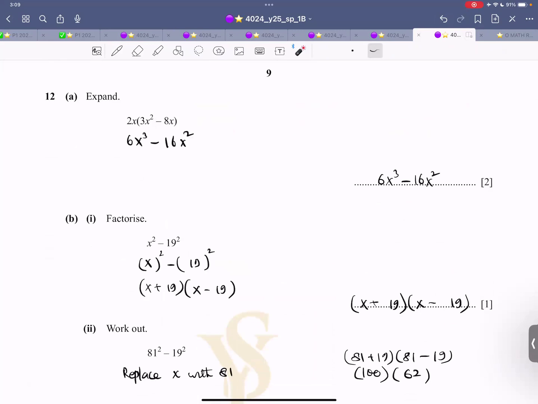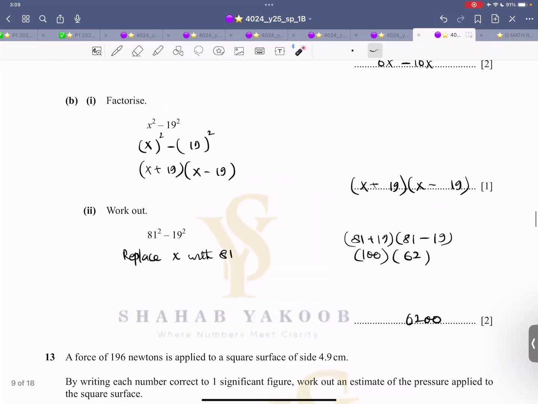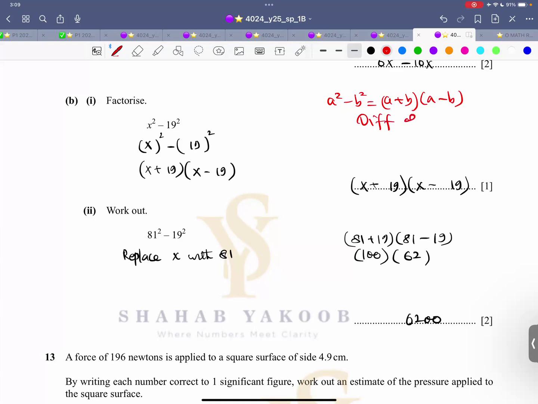Question number 12. Now it's about algebra. Expand. Multiply, multiply. You get this thing. Factorize. A squared minus B squared. Let me write the logic. A squared minus B squared, that is A plus B, A minus B. This is known as difference of two squares. Very important. So x squared is basically x squared, and this is 19 squared. X plus 19, x minus 19.